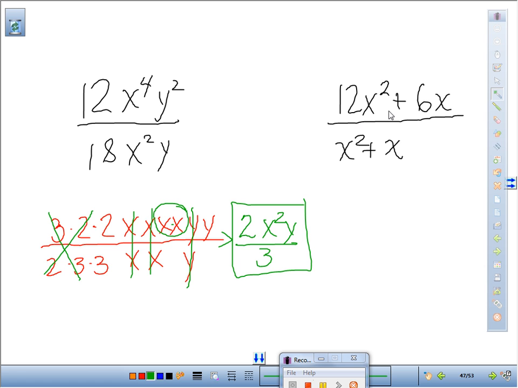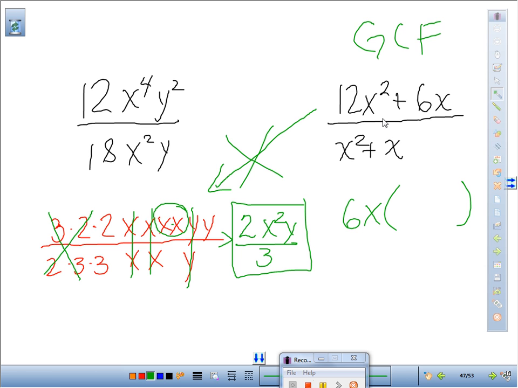All right, let's look at this one. Is there addition or subtraction in the numerator? Yes, therefore I do not do this. You don't do that, because this is the mistake that some of you are doing. You're finding prime factors of this, and then you start trying to identify giant ones, and it doesn't work like that. However, do we have a GCF? 6x, and we're left with 2x plus 1.